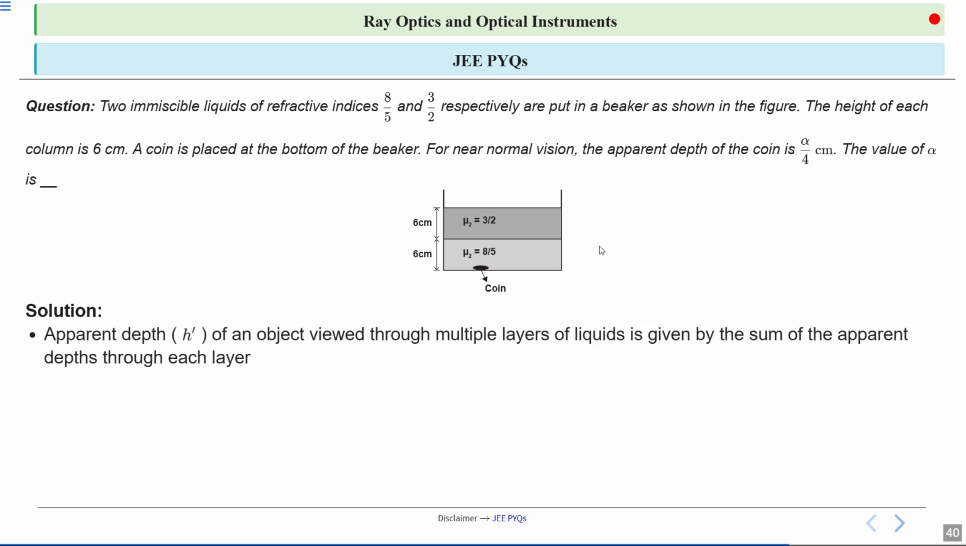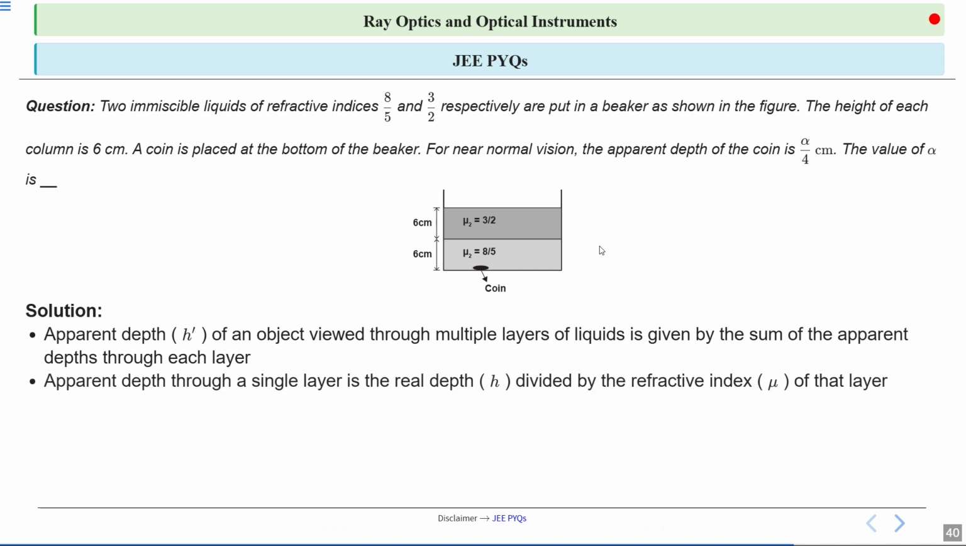To solve this, we need to understand how light behaves when it passes through different media. The apparent depth of an object viewed through multiple layers is the sum of the apparent depths through each layer. So let's focus on a single layer. The apparent depth through one layer is calculated by dividing the real depth by the refractive index of that layer. This formula helps us determine how much the light bends and how it changes our perception of depth.